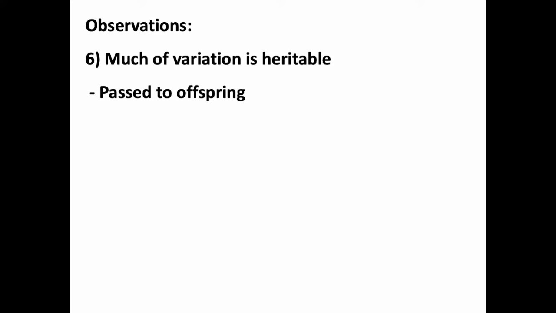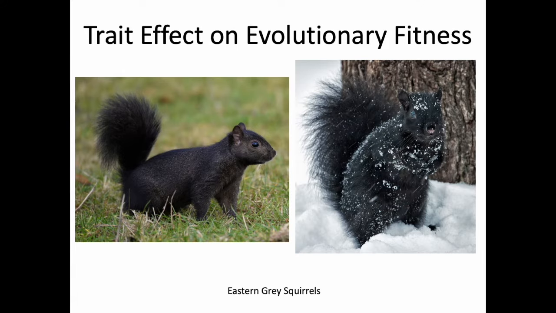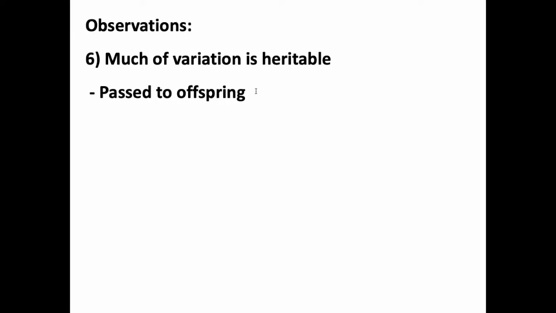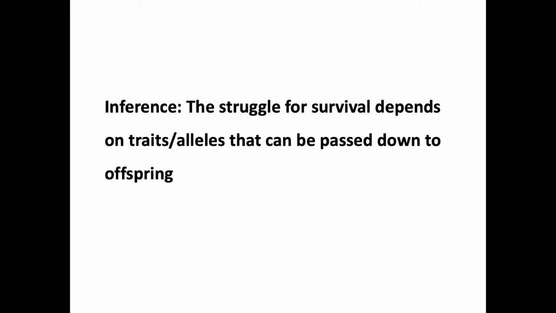These things are alleles. Alleles are passed on to offspring. So the variation that we see in any of these populations exists because of genes in chromosomes. They're going to be passed on to their offspring. That's pretty obvious. What we can do now is bring all of this together into a bigger inference.